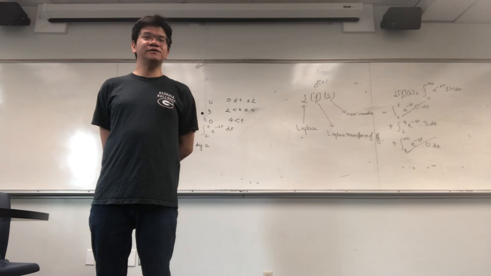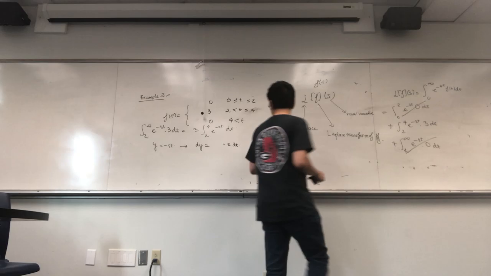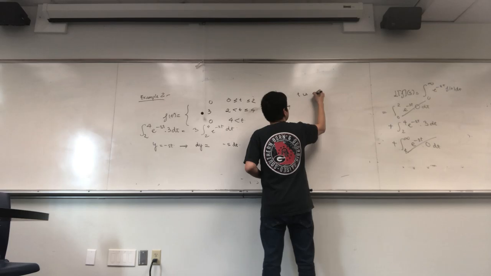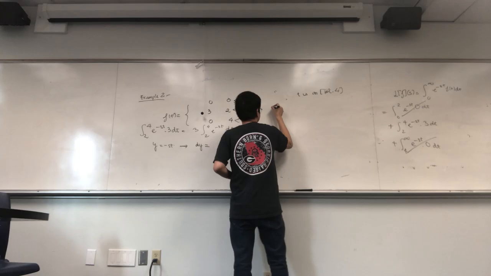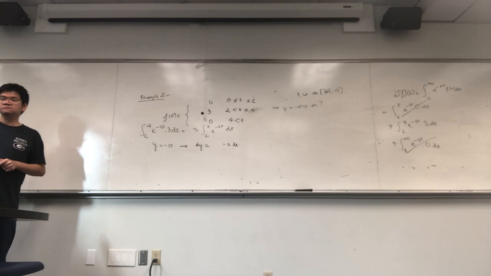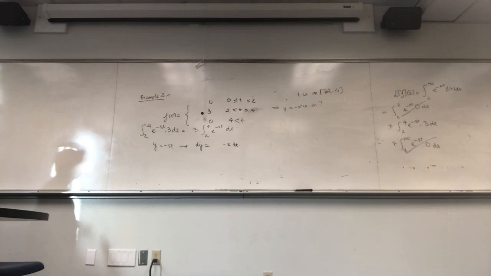So what is dy? Like minus s dt. So t is going from 2 to 4, and y is minus st. If t is going from 2 to 4, where is minus st going? Is it just minus 2s to minus 4s? Yes, minus 2s to minus 4s, right?